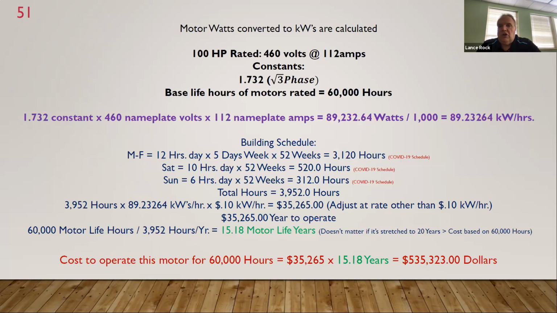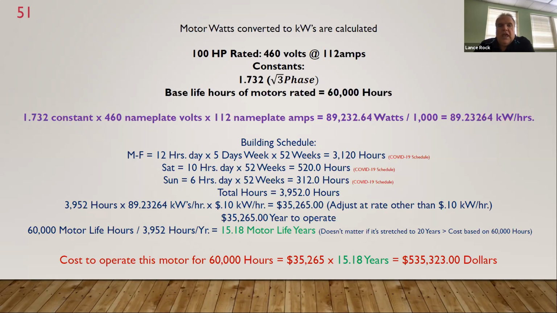So this is the start of how to save the money. Let's look at a typical schedule, and I call this the COVID-19 schedule. But what's it cost to operate that motor, or any motor, at 100%? This is the same format you will use for any motor in your building. You're going to convert your motor first into watts and kilowatts. That's the purple formula. Set up your schedule, get an idea what everything is.